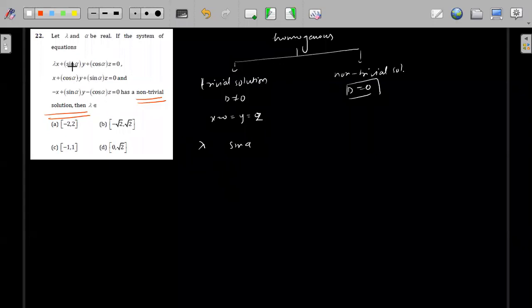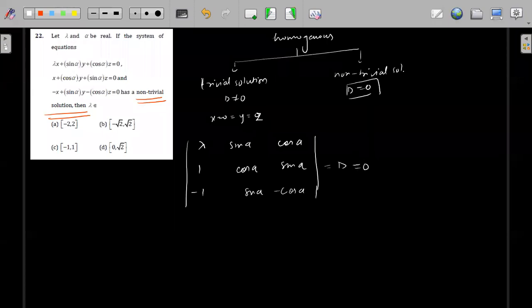So this is lambda, sine alpha, cos alpha. Okay, thank you. So this is 1, cos alpha, sine of alpha, and this is -1. This is sine of alpha, and this is minus of cos of alpha, right? So we have this thing: lambda, sine alpha, cos alpha; 1, cos alpha, sine alpha; minus 1, sine alpha, minus cos alpha. So this is the value of d, right?